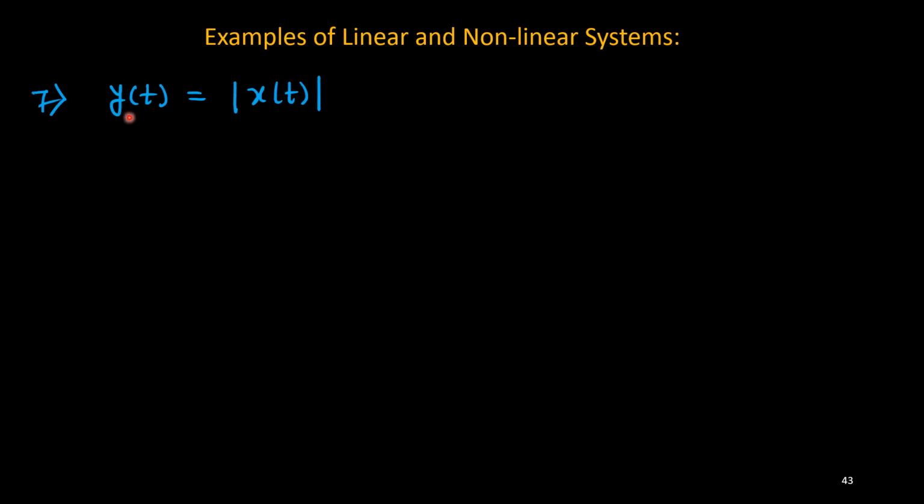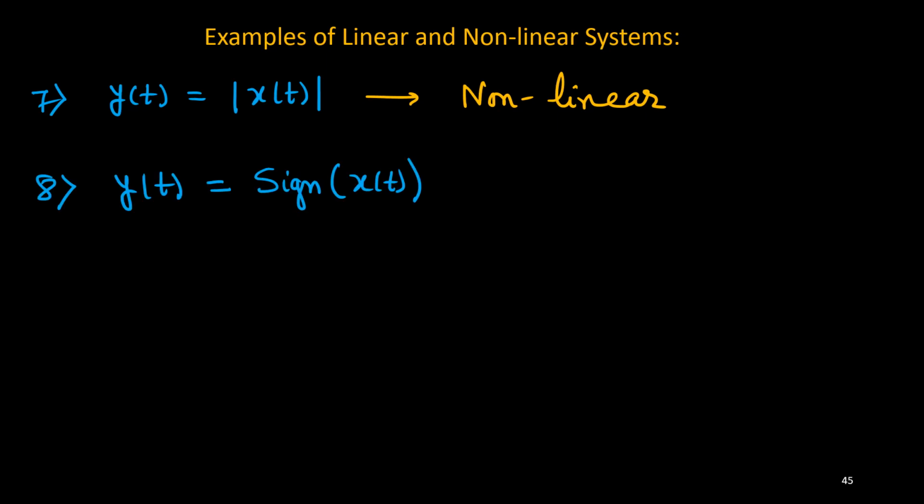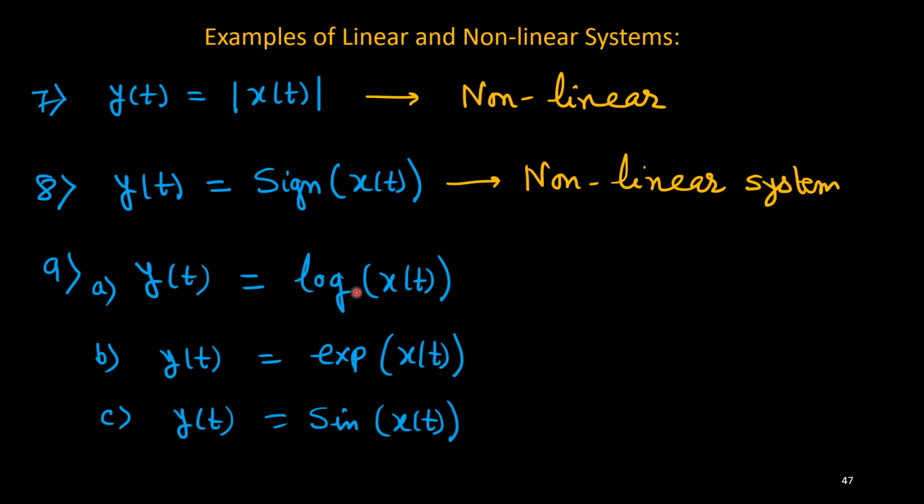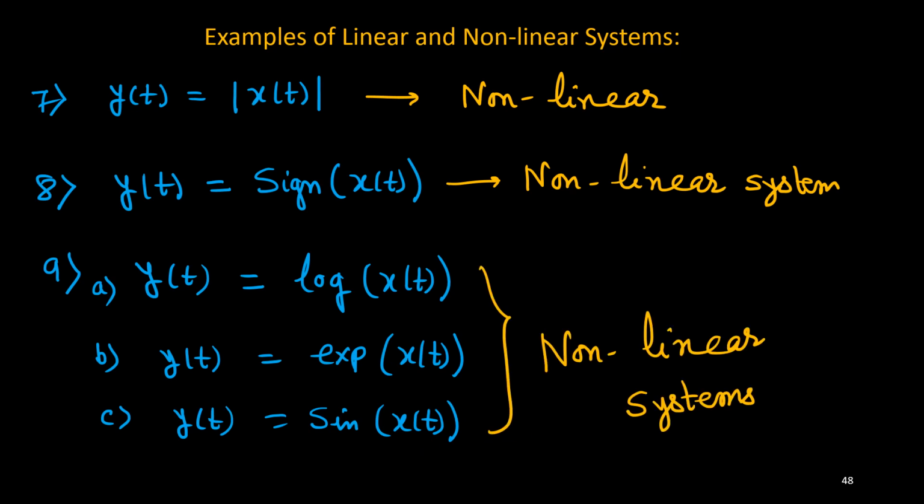Now consider this: y of t equals the absolute value of x of t. This absolute operator is a non-linear operator that you can check, and this is a non-linear system. Similarly, sine of x of t, the sine function, is also a non-linear operator. So this is a non-linear system. Similarly, y of t equals log of x of t, exponential of x of t, or sine of x of t, all are non-linear systems because the operators are non-linear.